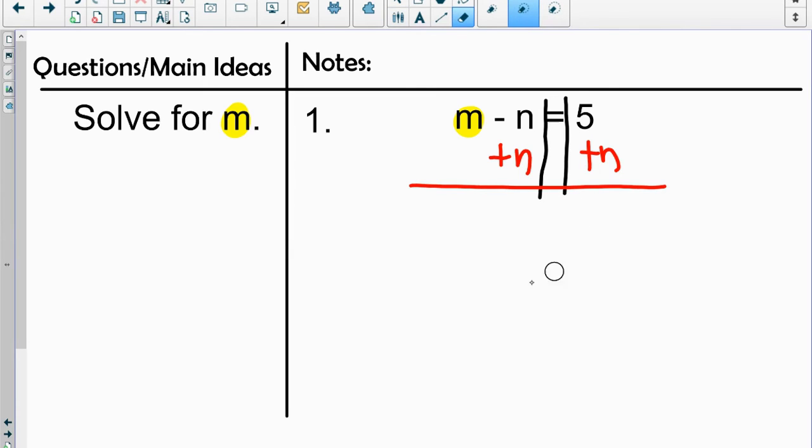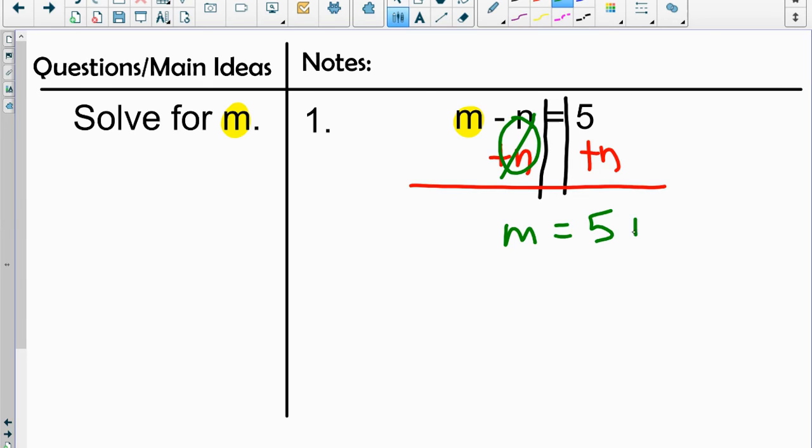And you might be thinking, well, how do I add n to 5? It's a good question. And we do, but we don't really combine them because they're not like terms. What we're left with here is that negative n plus n is 0, just as we've been seeing when we move things, it cancels out over there. And we're left with m equals 5 plus n.